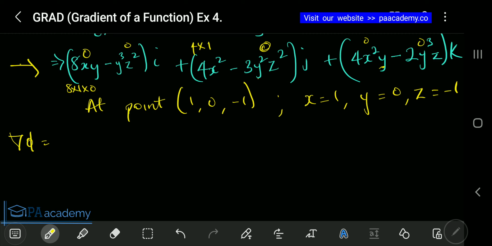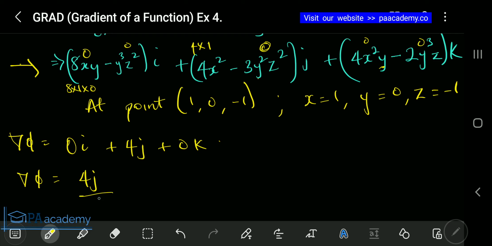Doing that, this is going to give us 0i plus 4j, because we are having 4 minus 0. And then here we're having 0 minus 0, that's 0, so plus 0k. With this we can conclude that our answer, our grad phi, is 4j. And this is the final answer. So you can also have an answer like this where you are having only one coordinate. It's not always that you are going to have a value for all the 3 coordinates. You might just have for 2 or for 1.